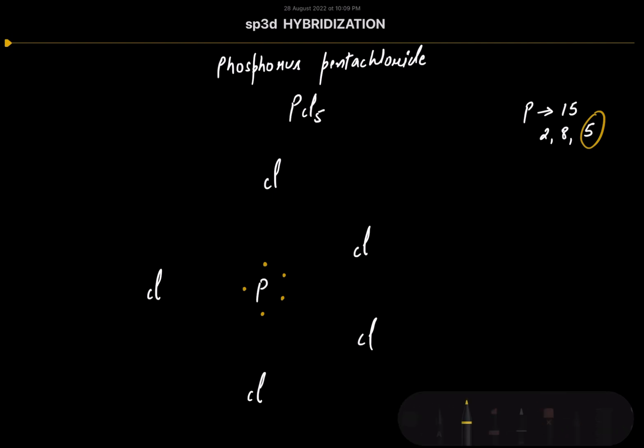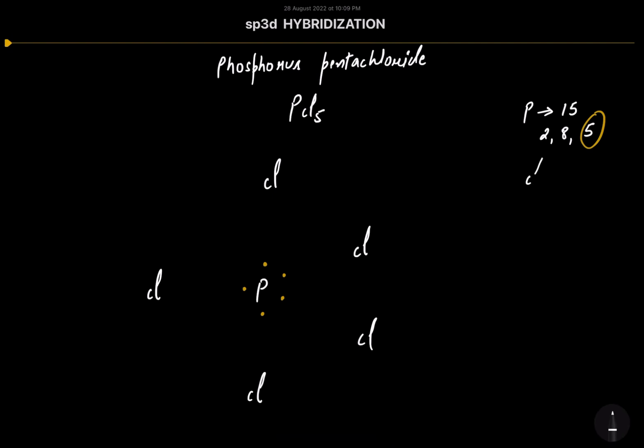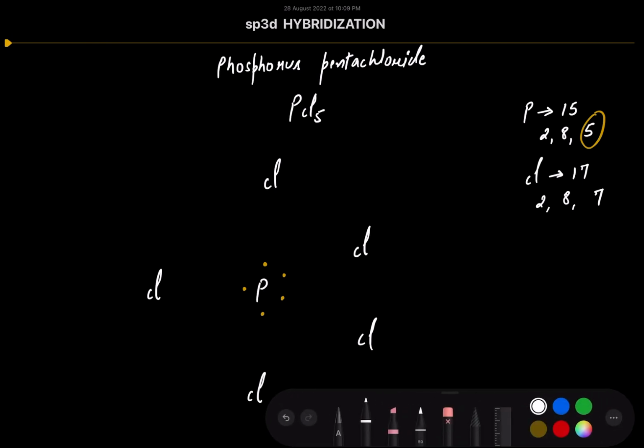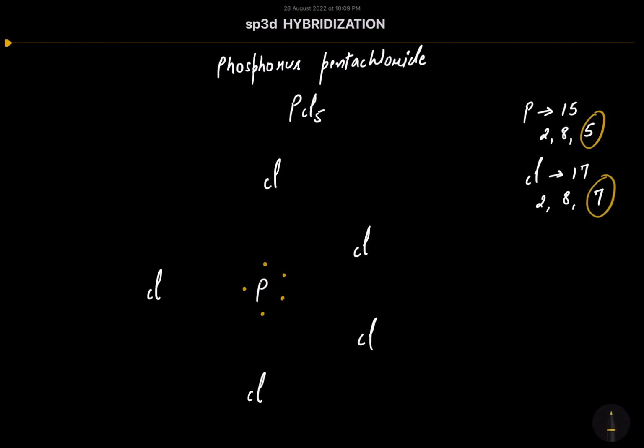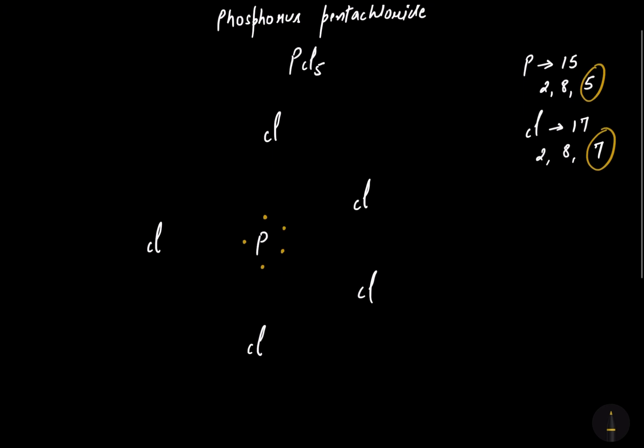Now let's talk about the chlorine. What's the atomic number of chlorine? That's 17. So the configuration will be 2, 8, 7. That means chlorine is having 7 electrons in its outermost shell. So let's mark 7 electrons around all the chlorine atoms. I'm talking about the first chlorine: the first electron, second, third, fourth, fifth, sixth, and the seventh.